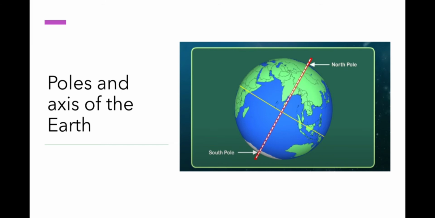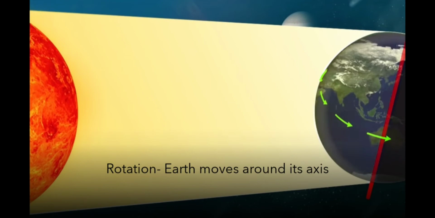Now Earth moves around the axis, which makes it possible for all the parts to receive sunlight. This movement is called rotation. The arrows represent the direction.